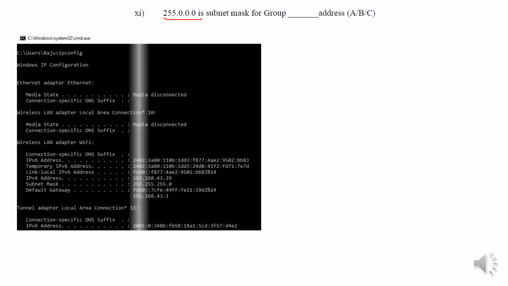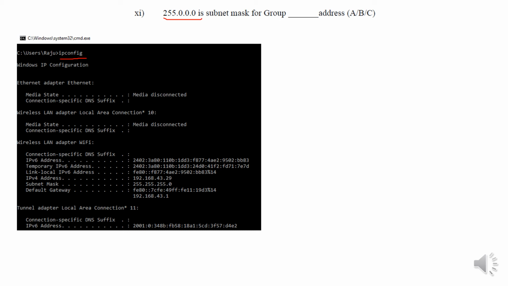Now next question, 255.0.0.0 is subnet mask for dash group address. That is, it asks for which class of address this is. 255.0.0.0 is a subnet mask. So what I have done, I have searched in my laptop. I have run ipconfig, and these are the details I got.